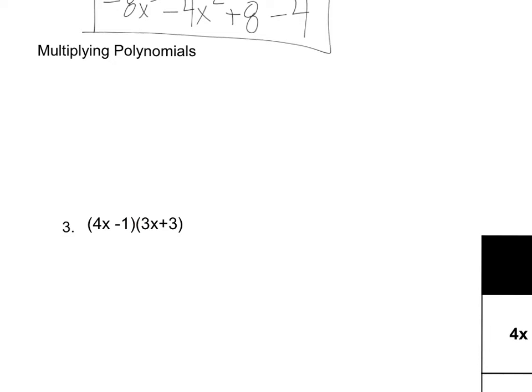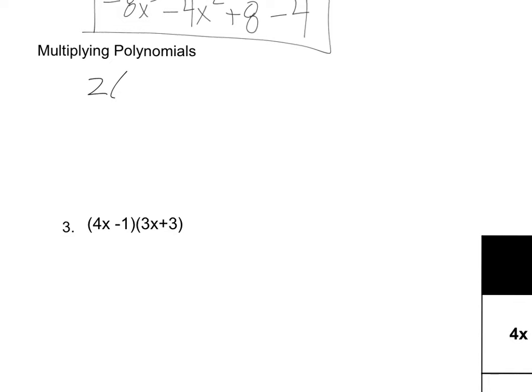For instance, a binomial means two terms. Two terms are separated by addition or subtraction. So we have a binomial here, multiplied by a binomial. And let's just go through why we do what we're used to, which is called distributive or FOILing.